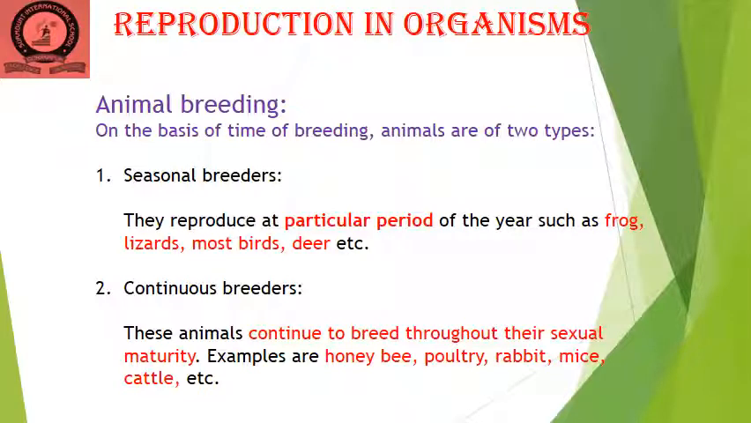Now in animal breeding, on the basis of timing of breeding, animals are of two types. Number one, seasonal breeders. Number two, continuous breeders. Seasonal breeders reproduce at a particular period of the year, such as frog, lizard, most of the birds, deer, etc. Whereas continuous breeders continue to breed throughout their life after sexual maturity. Examples are honeybee, poultry, rabbit, mice, cattle, etc.